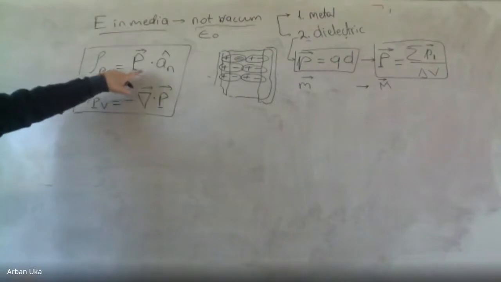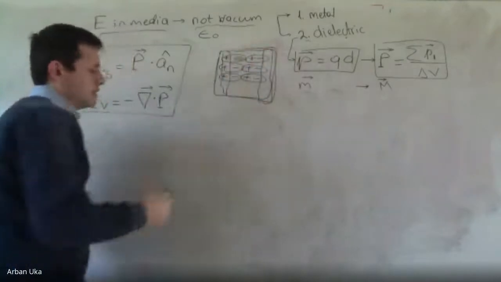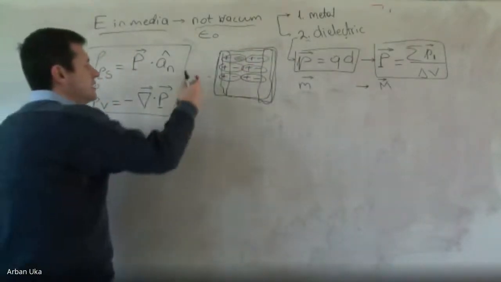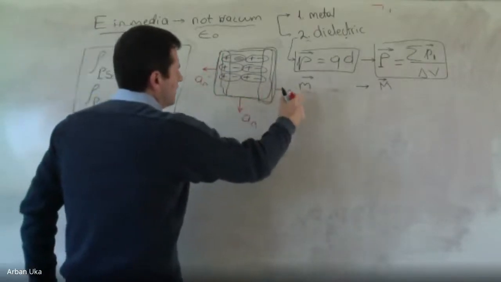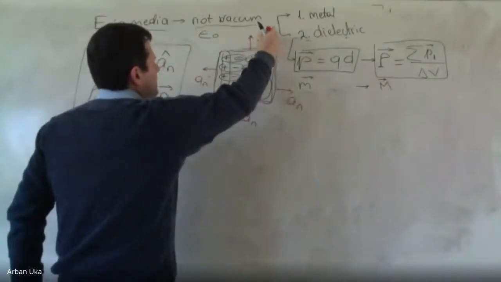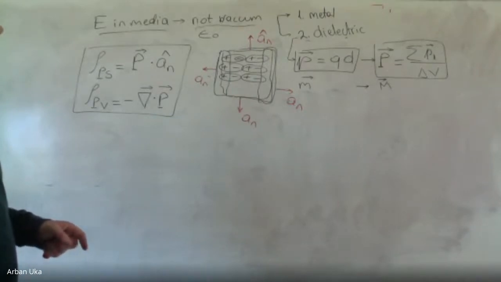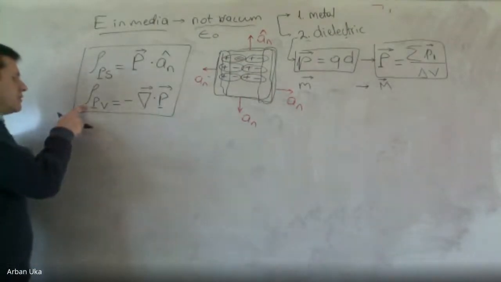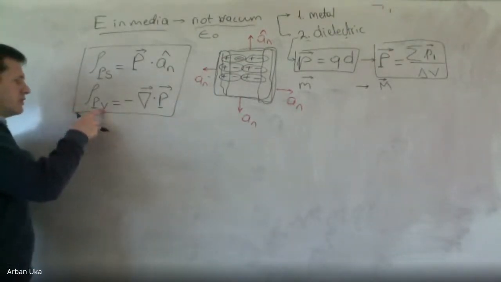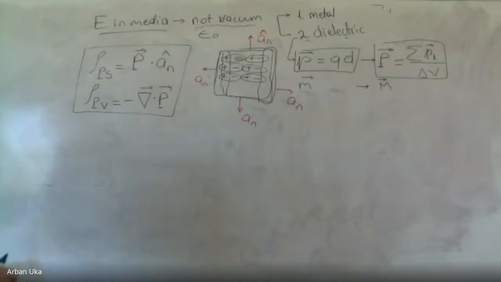This is the polarization vector dot an, where an is the surface area element, the vector pointing at the surface area. For example, if this is the material, an is here, it's a normal component, an is here, an is here. So these are just the vectors which denote the outer surface of a material. And then the charge density because of the polarization in the volume would be equal to minus the divergence of the polarization vector. So now, if we want to look at the units, let's try to derive them.